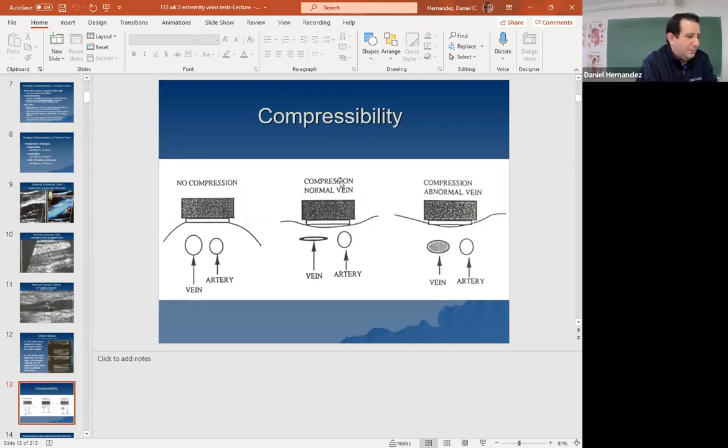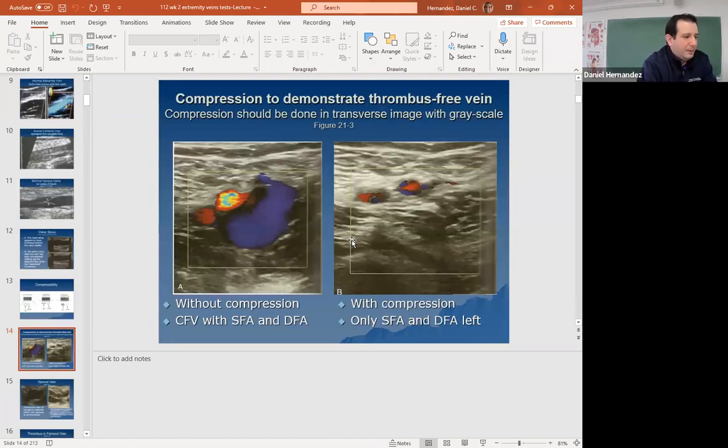Again, with veins, we have compressibility. So that's a good way to differentiate between your artery and your vein when you're imaging. Compression is done in our transverse view. This is just an image showing the patient's right common femoral with and without compression. This is what we began here in the lab with our split screens, and this is what we're going to do with pretty much all of our venous studies.